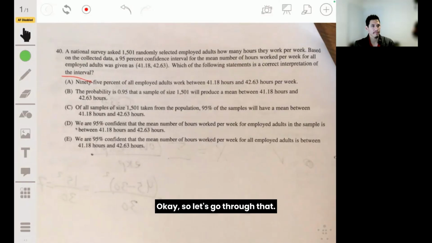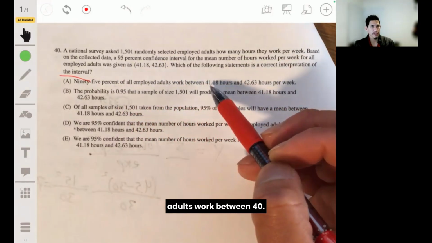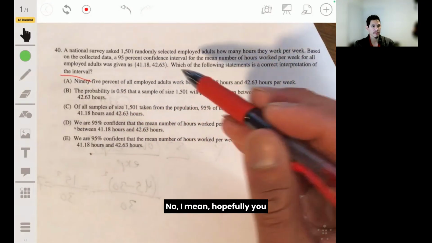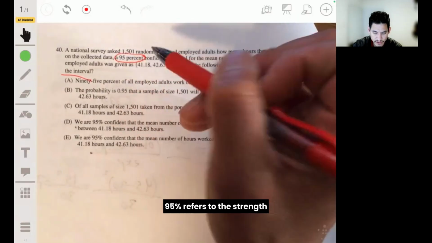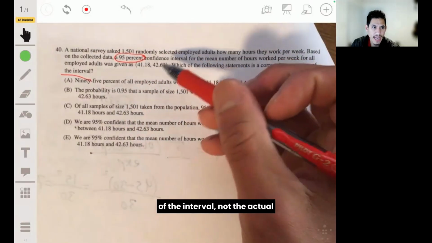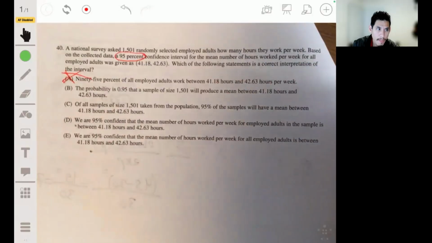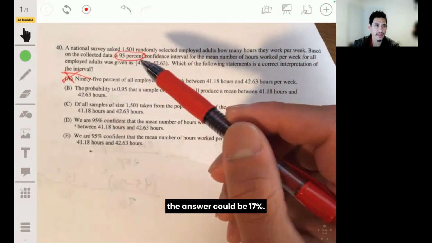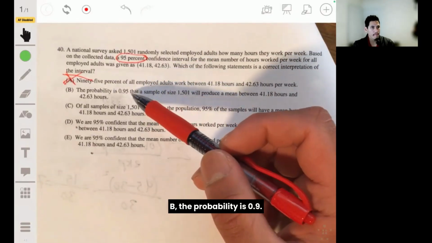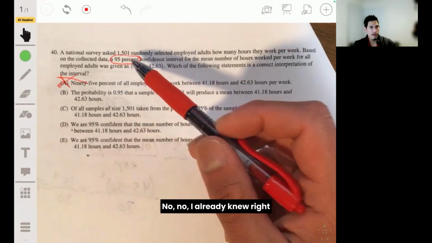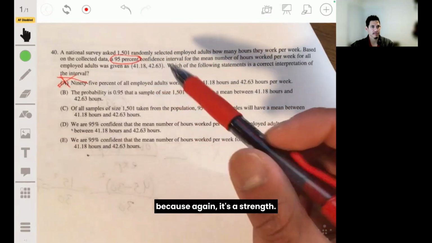Okay, so let's go through that. A, 95% of all employed adults work between 40... No, hopefully you don't mix that one up. The 95% refers to the strength of the interval, not the actual percent of the answer. The answer could be 17%. That has nothing to do with that. B, the probability is... no, I already know right away. It's not a probability, because it's a strength.